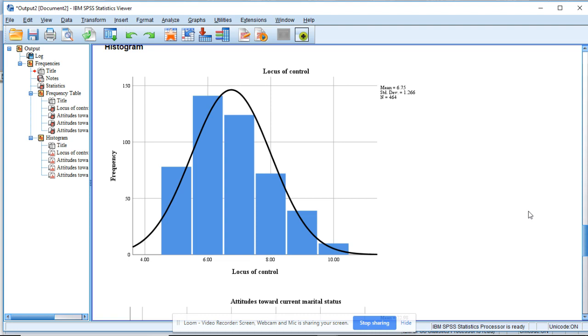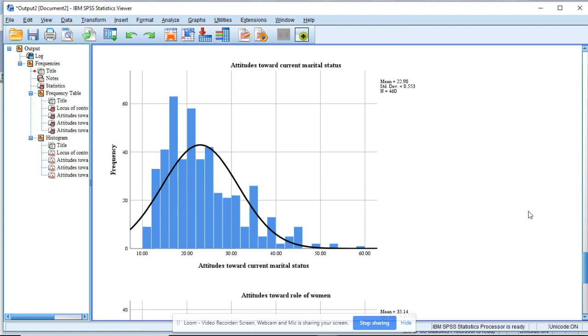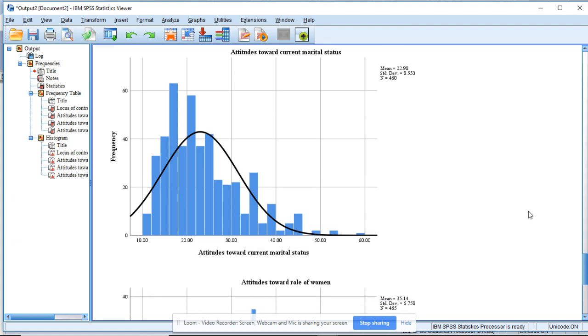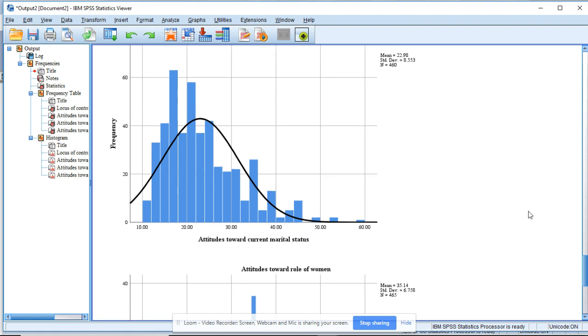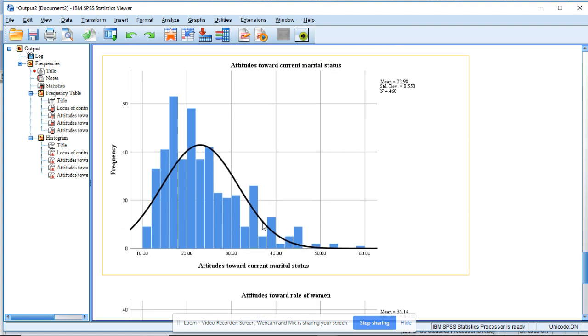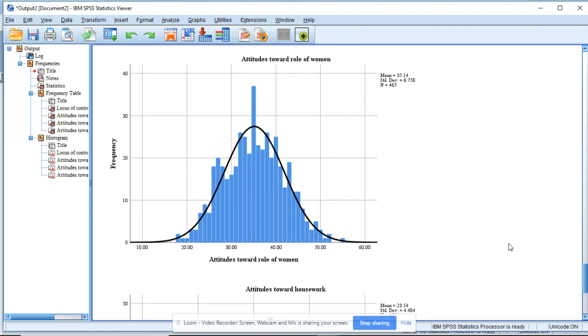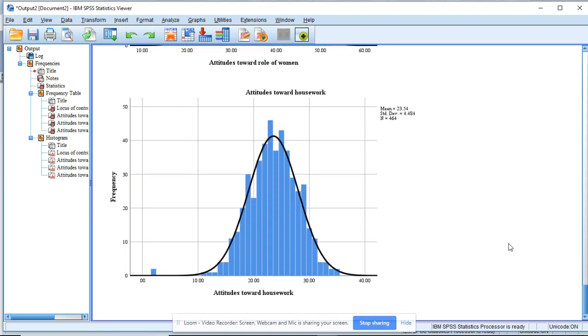So it looks good for locus of control and attitudes towards current marital status, with a bit of skewness, but not so much. It still follows the curve pretty well. That's a beautiful chart right there on attitudes towards the role of women. And then attitudes towards housework. Looks good, but let's pay attention to this little guy over here.